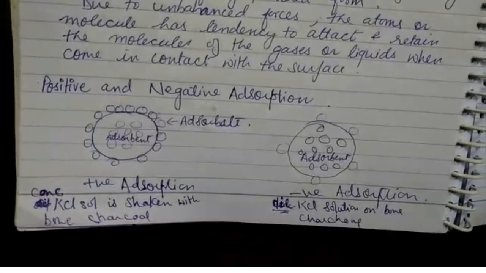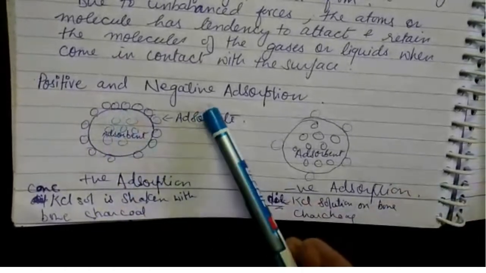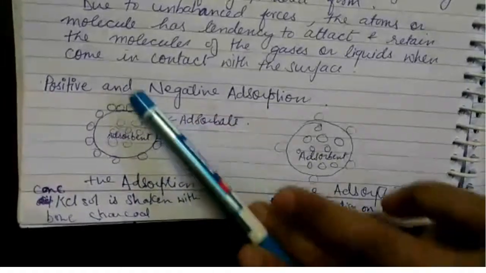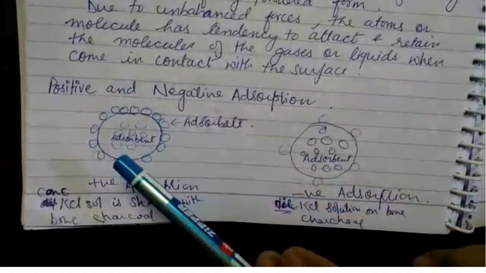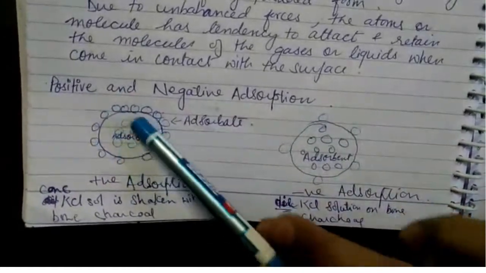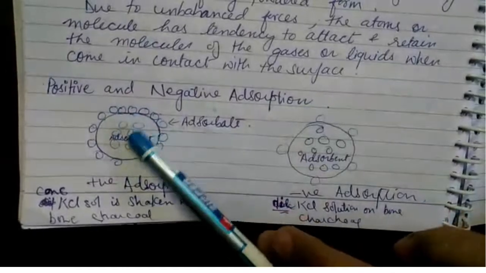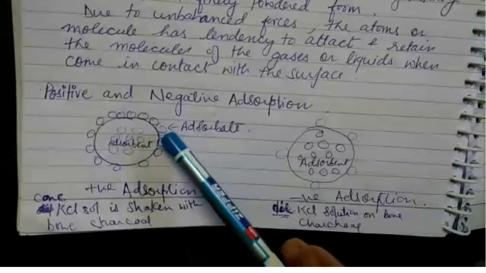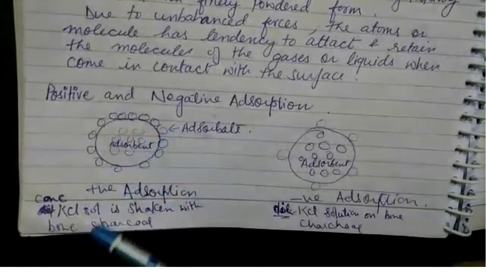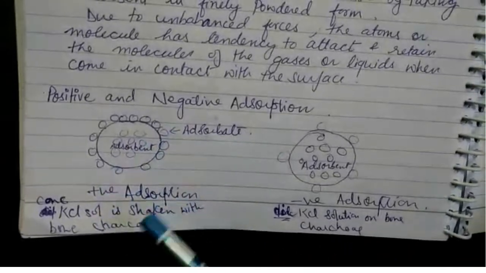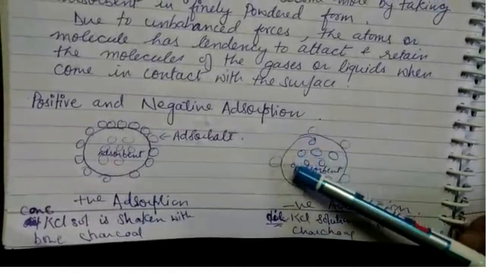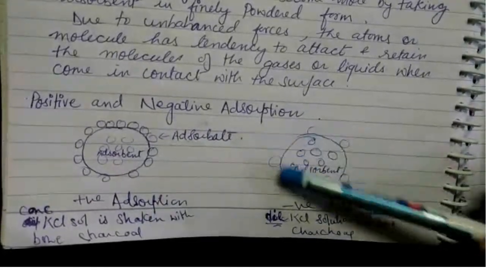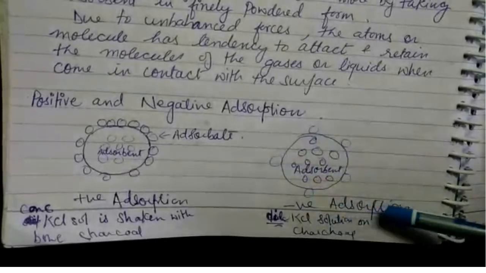Adsorption can be of two types here, positive and negative adsorption. If the concentration of the adsorbate is more on the surface than in the bulk, this is the bulk. Bulk means the center of the solid. So if the concentration of the adsorbate is more on the surface than in the bulk, it is known as positive adsorption. And if the concentration of the liquid or the gaseous molecule is more in the bulk than on the solid, it is known as negative adsorption.